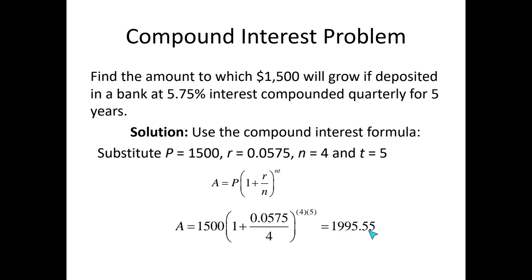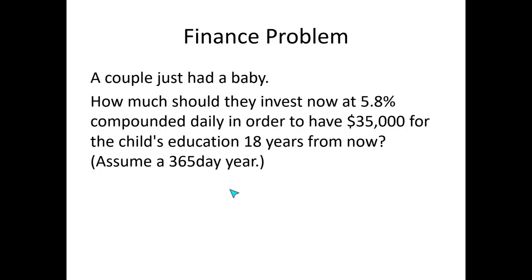Okay, so let's go on to the next one. So here we have a couple who just had a baby. How much should they invest now at 5.8% in order to have $35,000 for the child's education? Or maybe they want a quinceañera or something like that, right? And it says assume 365 days per year. So you're going to have to decide which formula do I want to use, right?